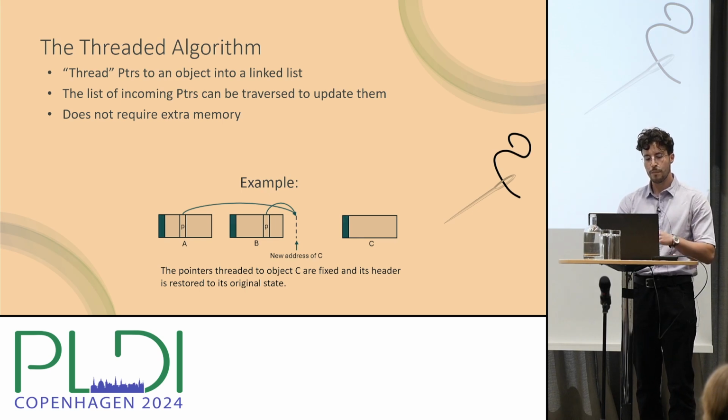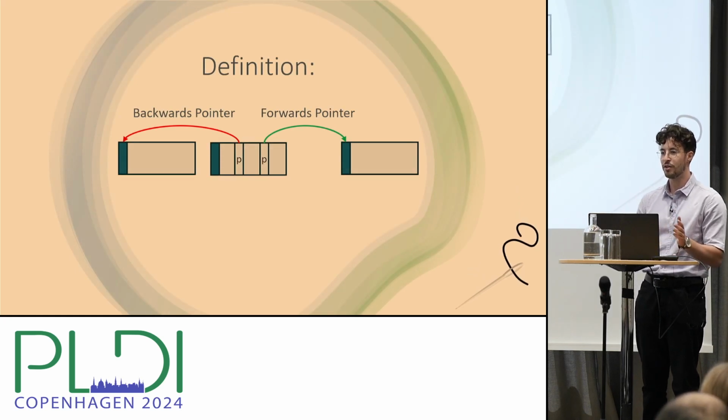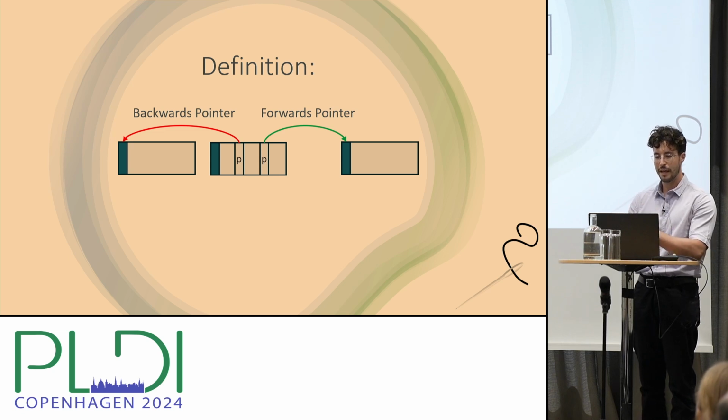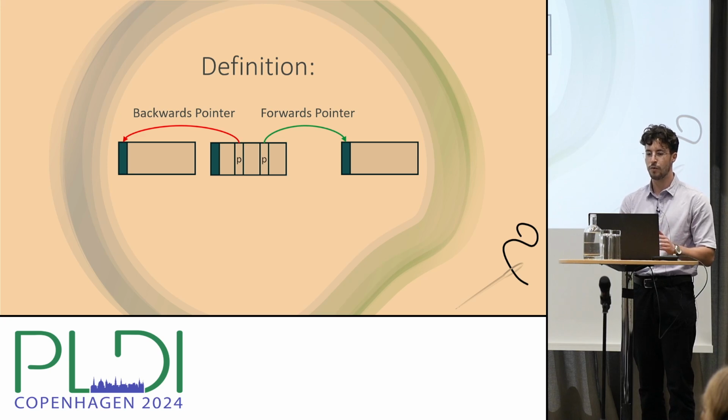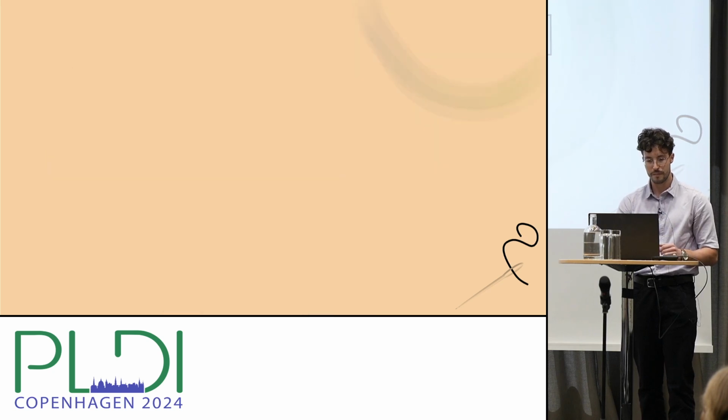So we make a distinction between two kinds of pointer based on the direction in space to which they point. If a pointer comes from a higher address to a lower one, we call it a backwards pointer. And symmetrically, if it goes from a lower address to a higher one, we call it a forwards pointer. And we will use this definition to notice beneficial properties.